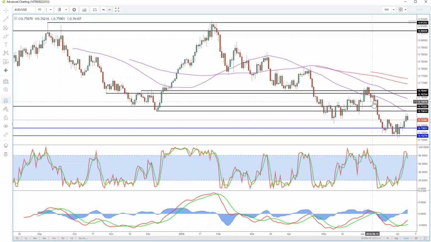And the Aussie, on the other hand, is seen as your risk barometer. It's a high yielding currency. In times of risk on, you tend to see it favoured. It's also a good China proxy as well, because Australia exports so much raw materials to China.